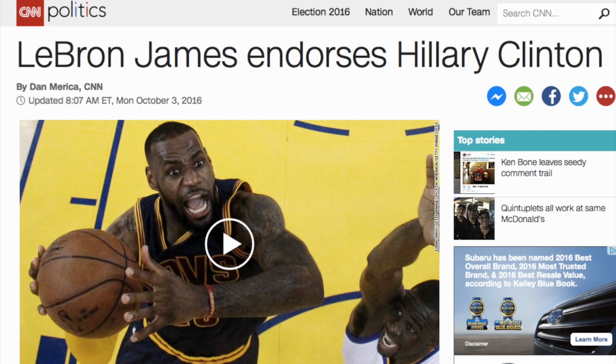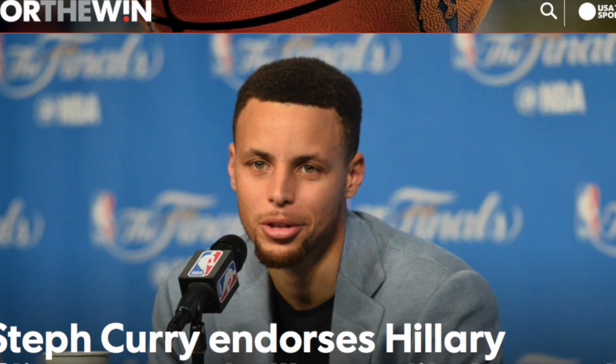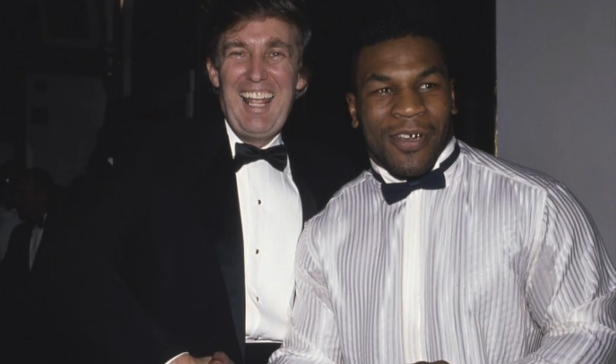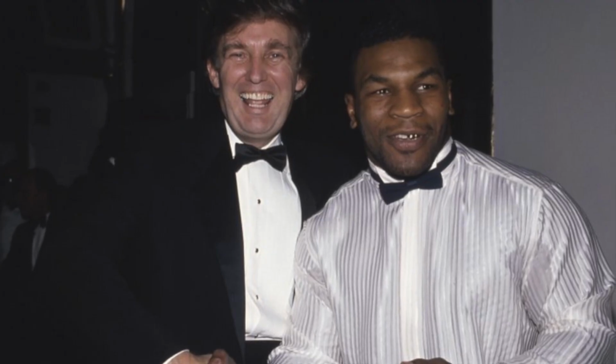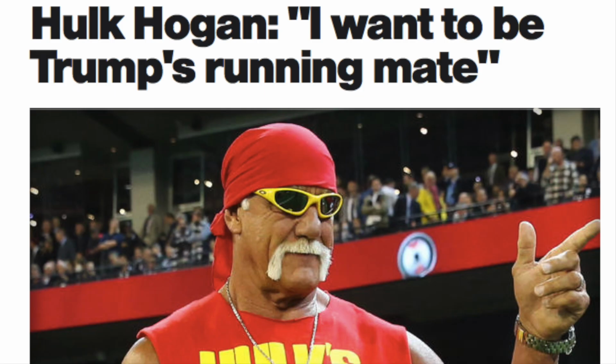We have the power to activate a demographic, an electorate that isn't typically very active. That is young people. Even superstar athletes like LeBron James and Steph Curry have spoken out in support of Democratic candidate Hillary Clinton. The Trump campaign is receiving its own celebrity endorsements. Mike Tyson, Jack Nicklaus, Dennis Rodman, and Hulk Hogan have all thrown their support behind the Republican candidate.